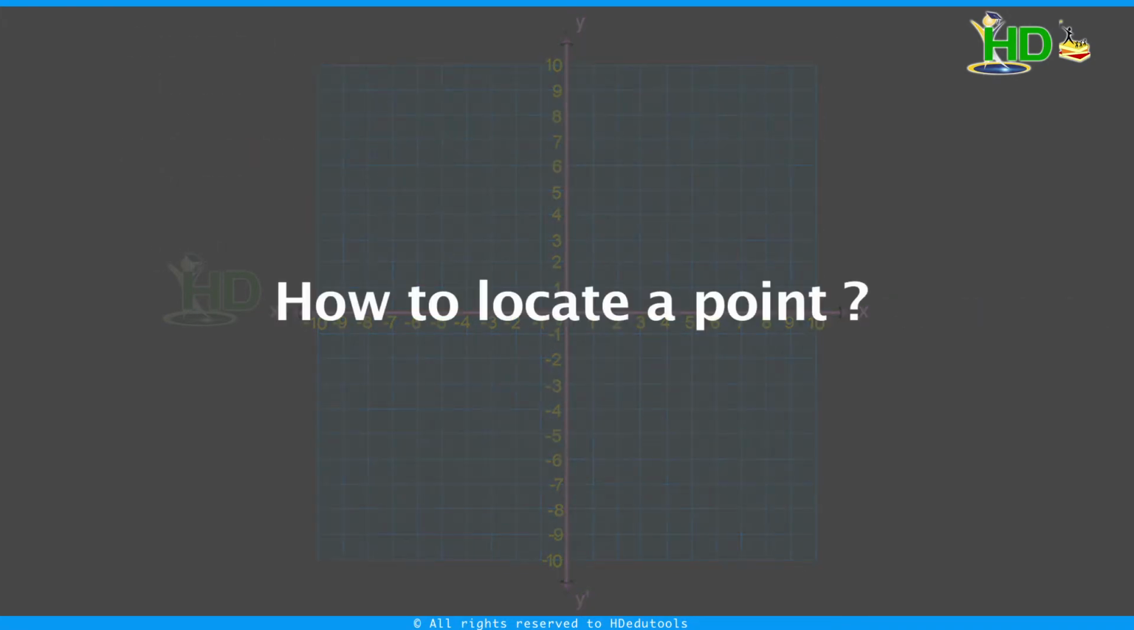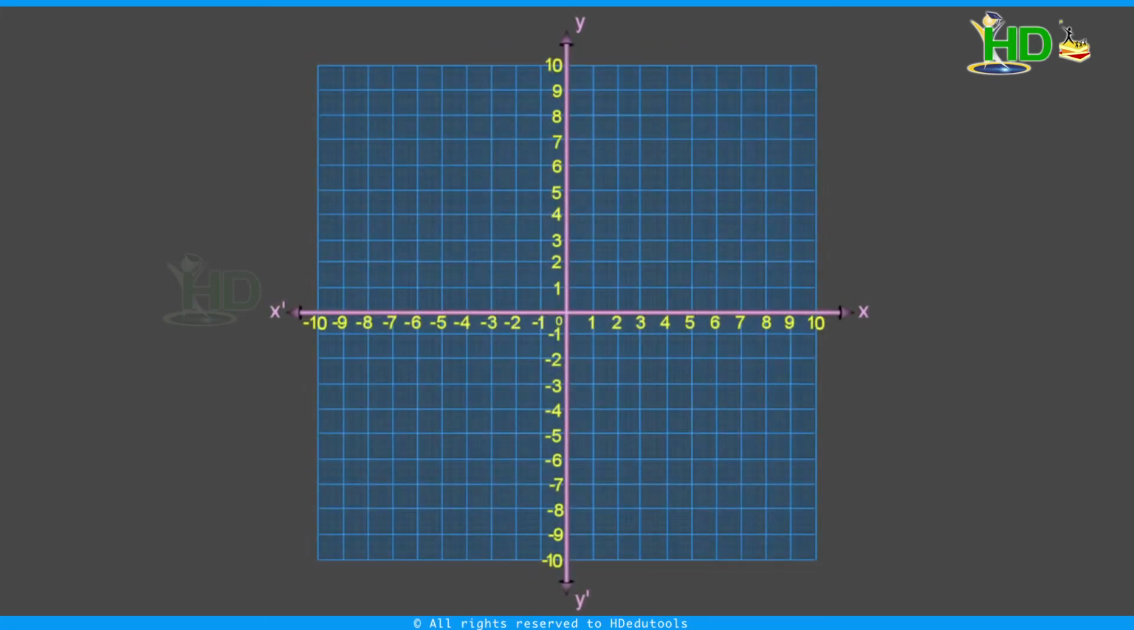Now in this, how to locate a point? Say in this plane I have 2 points, A and B. The first point is in the first quadrant and the second one, B, is in the third quadrant. Suppose we consider this point A. The perpendicular distance between the y-axis and A is 5 units. The perpendicular distance between the x-axis and A is 3 units.